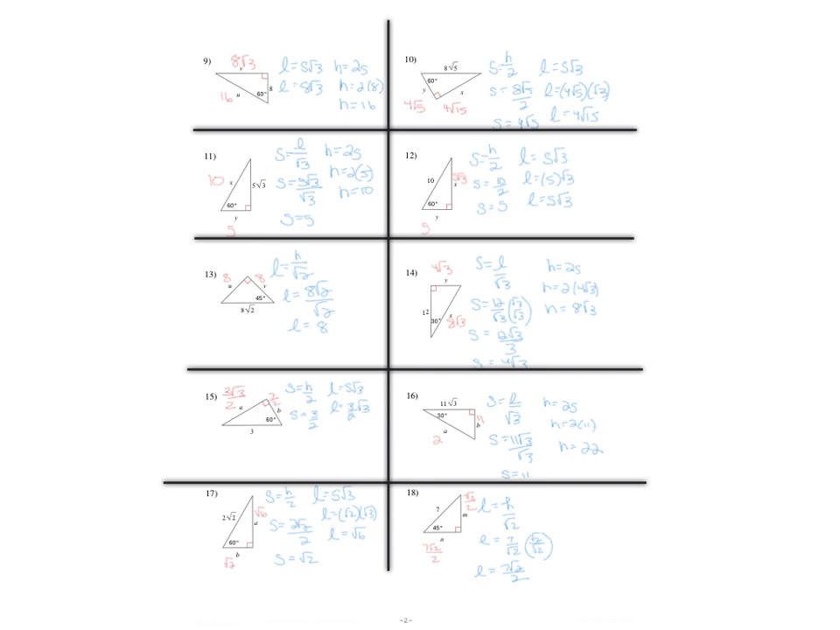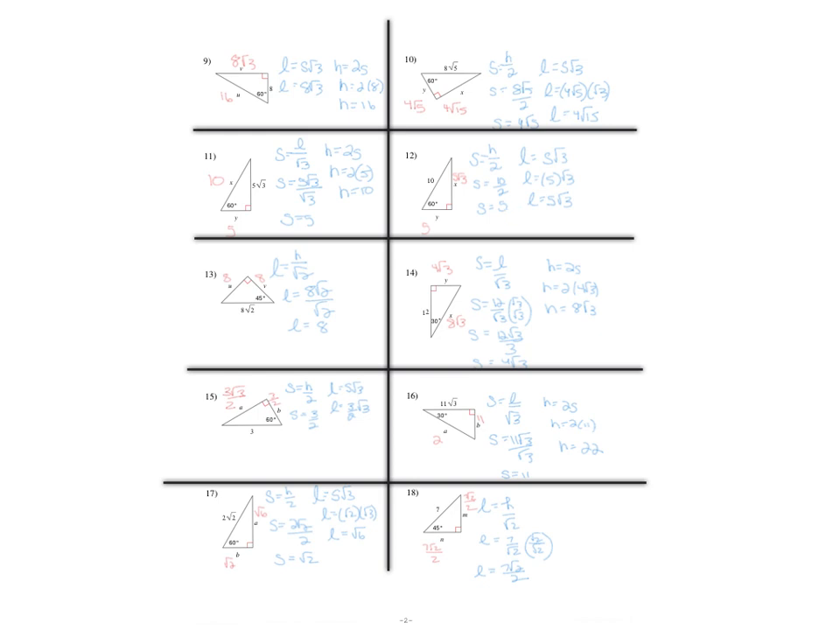Number 12 is a 30, 60, 90. We are given that the hypotenuse is 10. So therefore we can find the short side by taking the hypotenuse and dividing by 2. And that is going to give us 5.